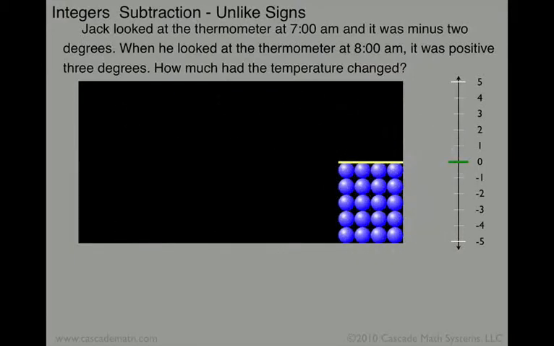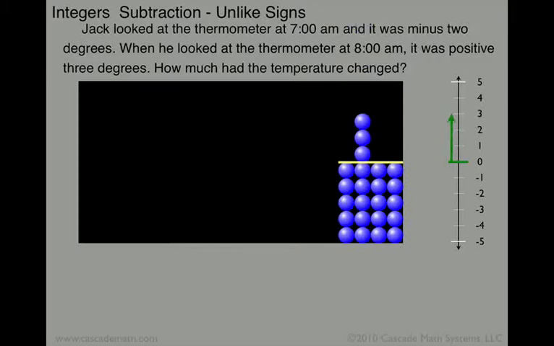Here's how I worked the problem. To find the change in temperature, I had to subtract the lower temperature from the higher temperature. In this case, I had to subtract negative 2 from positive 3. I represented the higher temperature by using 3 balls. Positive 1, positive 2, positive 3.